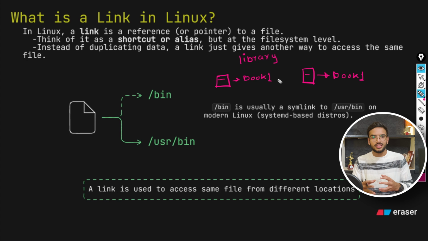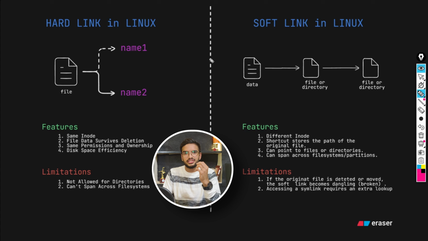So we'll look at the different kinds of links we can create in a Linux-based system. In a Linux-based system, we have two types of links. One is the hard link and the second one is the soft link. First, we'll consider what a hard link is.